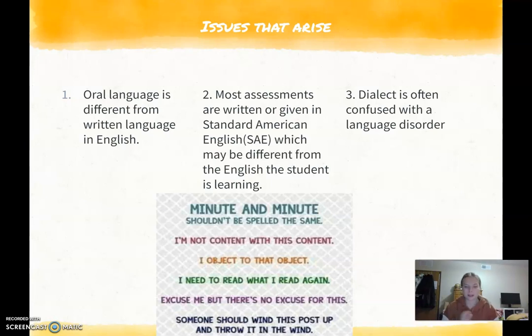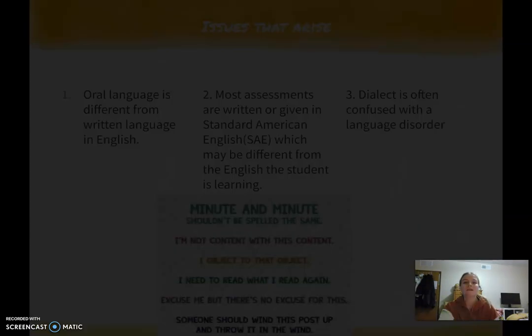I found this image, and I think it gives a great example of how confusing English can be. It says, minute and minute shouldn't be spelled the same. I'm not content with this content. I object to that object. I need to read what I read again. Excuse me, but there's no excuse for this. Someone should wind this post up and throw it in the wind. So you see content, content, object, object. The same spellings are said differently, so that can be really confusing when it comes to assessment.